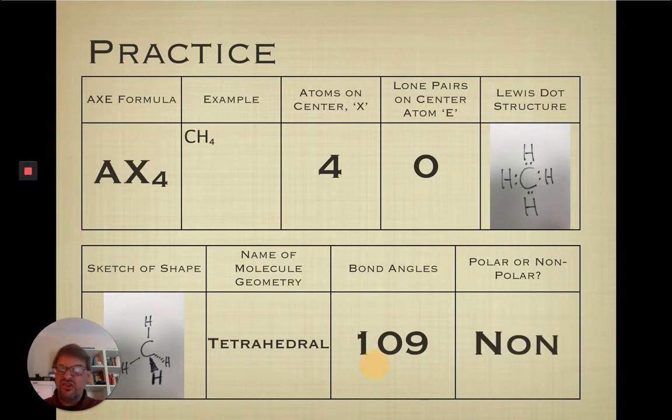Polarity, it's nonpolar. Okay. So that's your second example, methane, a form of natural gas. We burn it for energy. The shape of a methane molecule is tetrahedral. Okay. All right, let's look at 4 more.